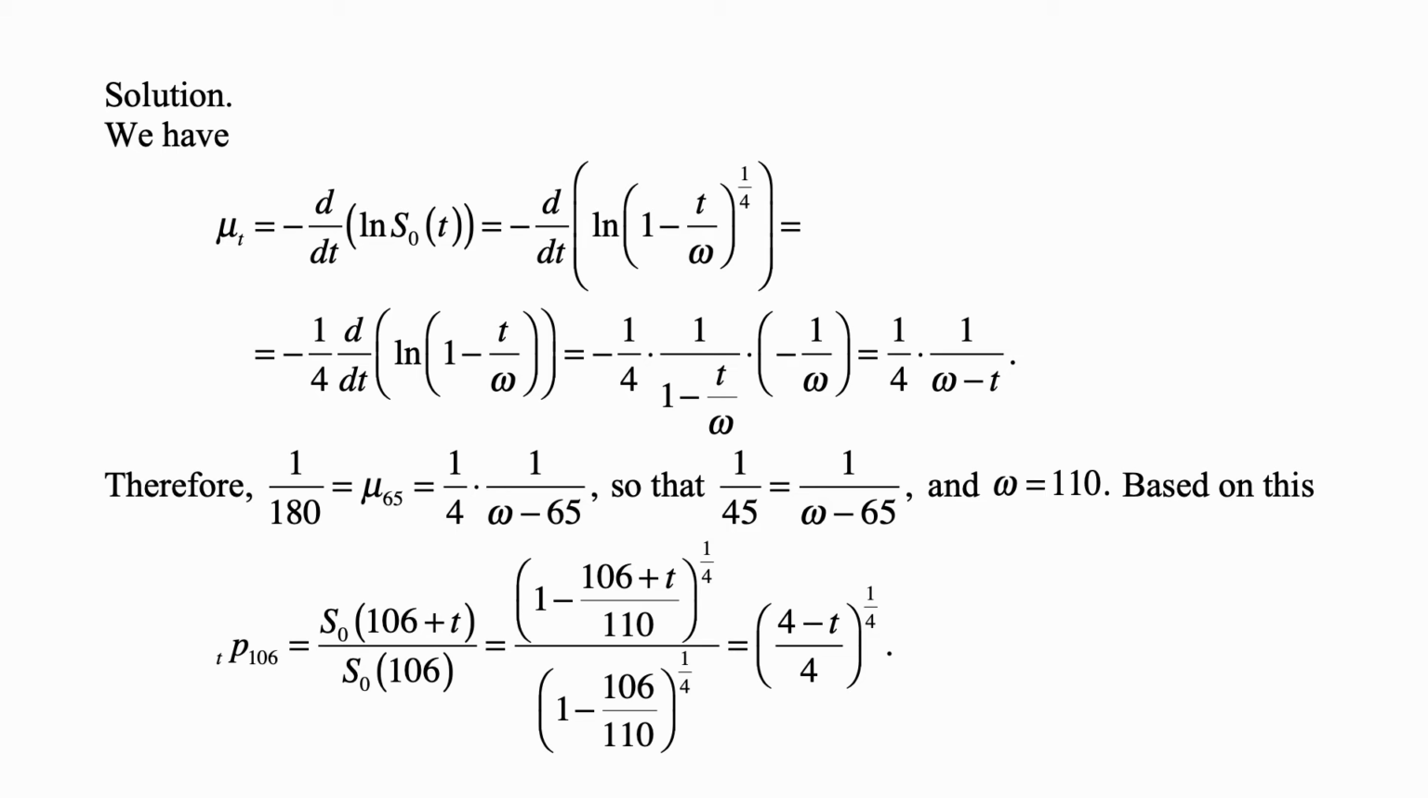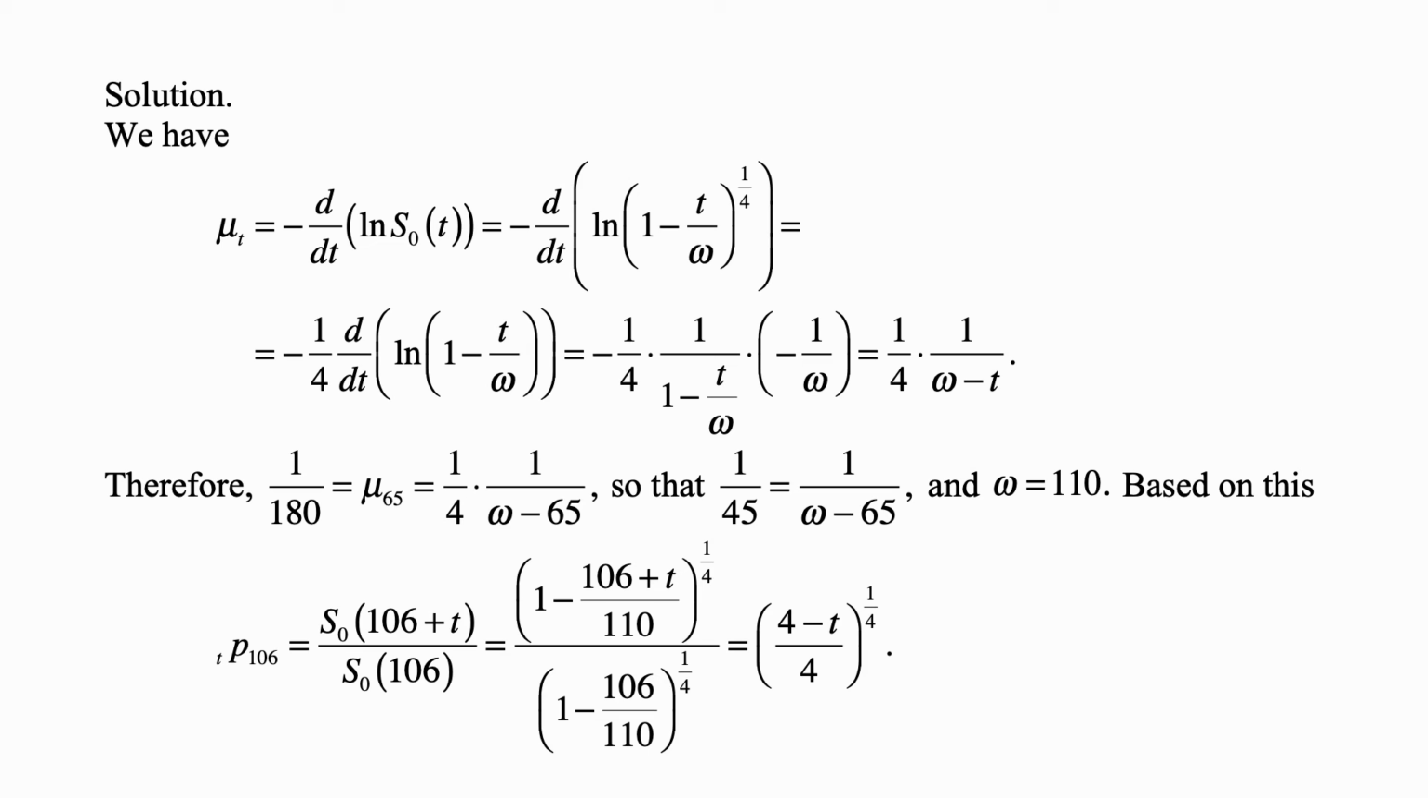And therefore 1 over 180, which is the force of mortality at age 65, is 1/4 times 1 over omega minus 65, and therefore 1 over 45, because 180 divided by 4 is 45. So 1 over 45 is equal to 1 over omega minus 65, so that omega is 110. That's the limiting age.